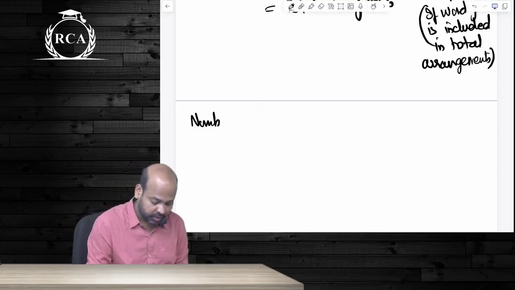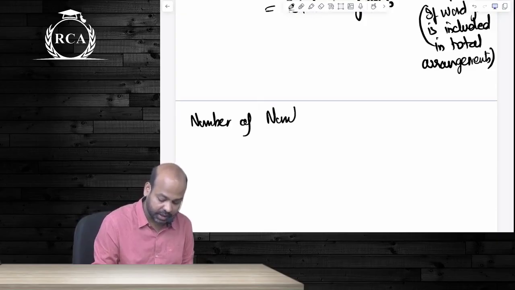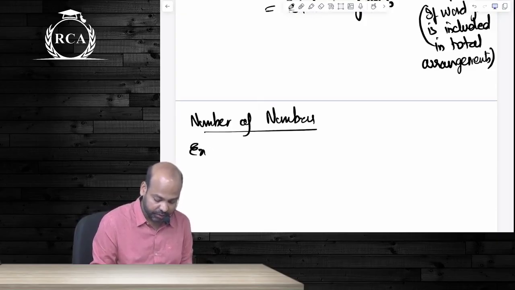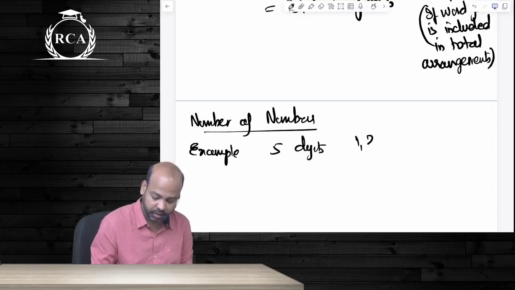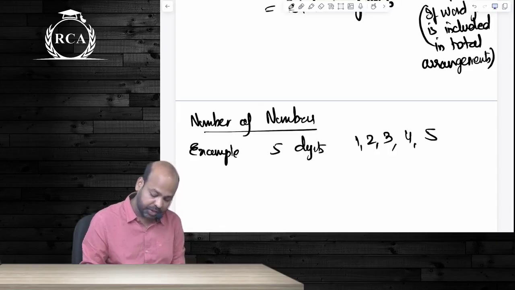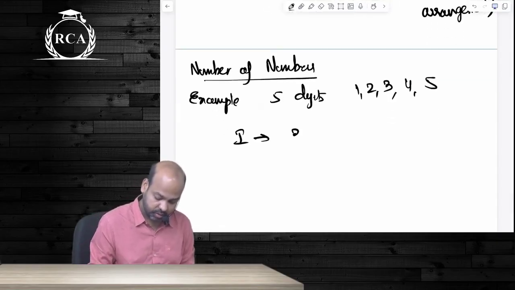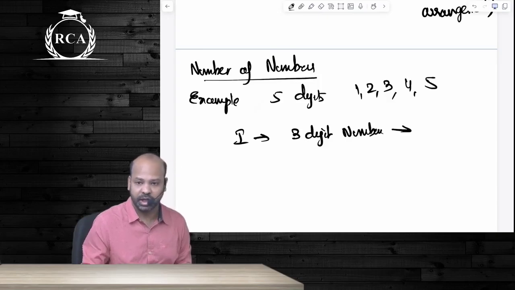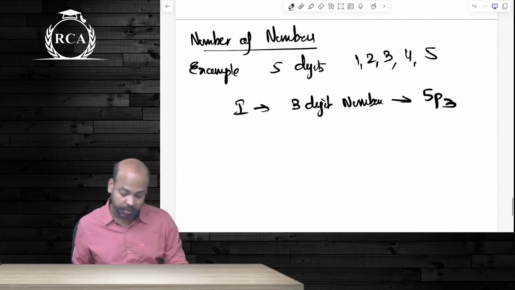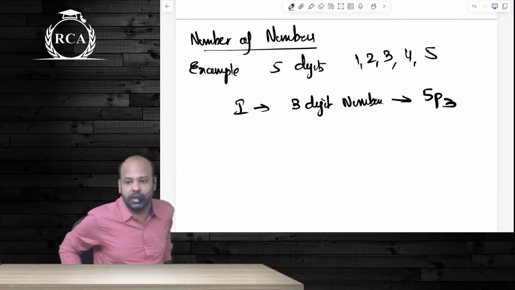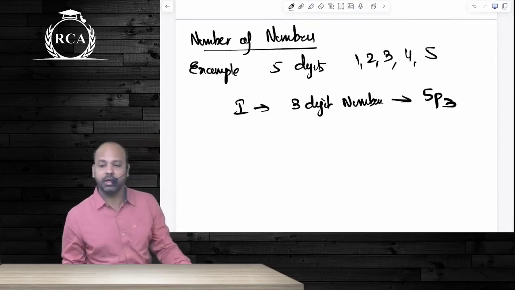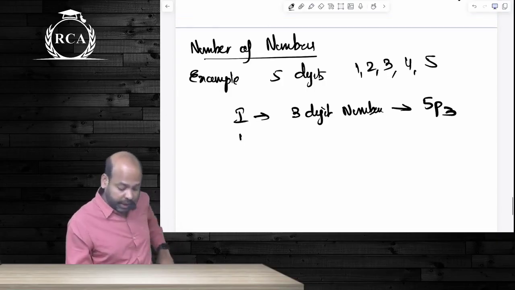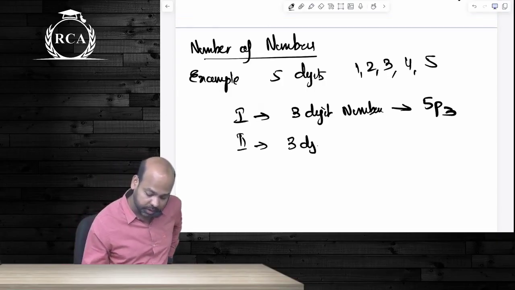Then arrange the remaining numbers. Number of numbers ke liye, beta, I'll directly start with an example. Say if you have 5 digits, and those 5 digits, beta, are say 1, 2, 3, 4, 5. If I ask you to form 3-digit numbers, beta, what will be the answer? By default, is it with repetition or without repetition? Without repetition. So the answer, beta, for this will be 5p3. Are we clear about this? Next, beta, what if I tell you 3-digit numbers greater than 300?